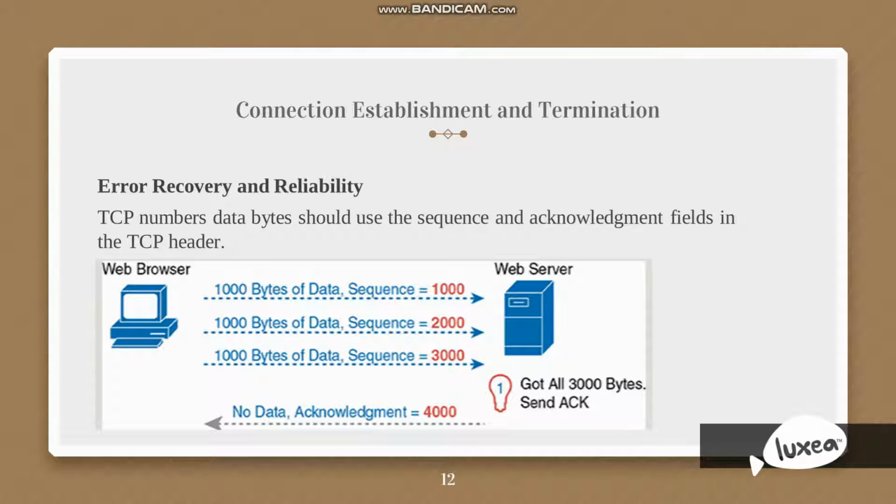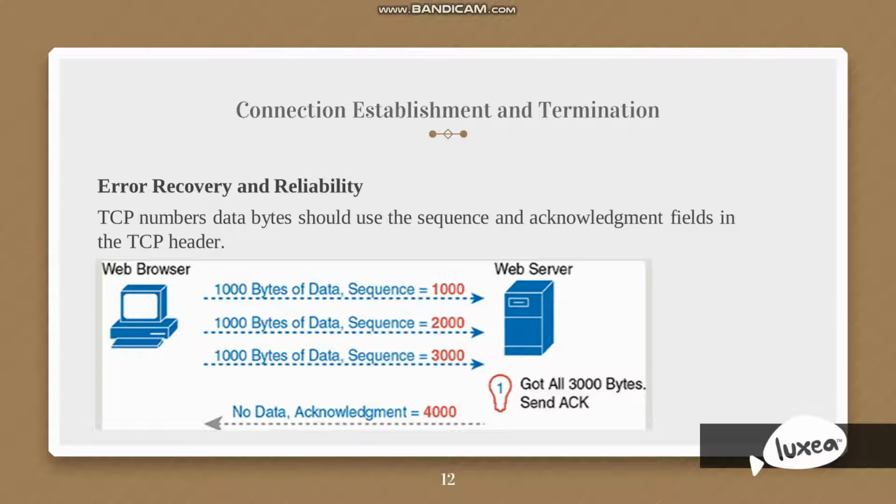Why? Because 1999 is the last number before 2000. Easy. So the next one is 2000 to 2999, and the last one is 3000 to 3999. Why? Because down below there's acknowledgement 4000. It means the server received all data with sequence numbers through 3999, which is less than 4000, and the next byte it is ready to receive is 4000.